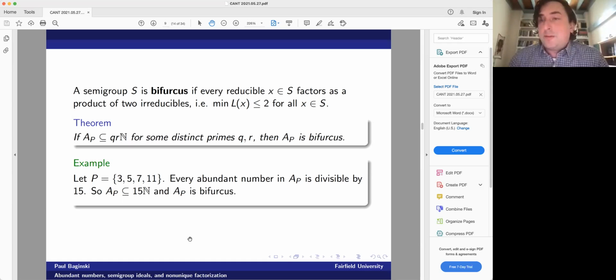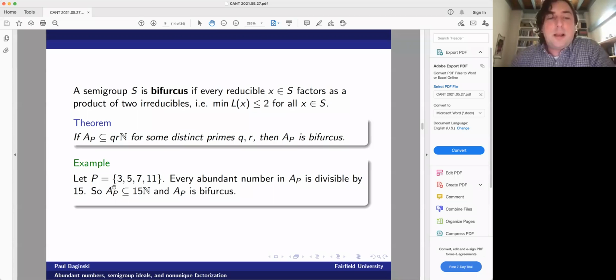This is very different from what you see in algebraic number rings and polynomial rings, in any standard examples of non-unique factorization. And it turns out that a lot of these restrictions, A sub p, end up being bifurcus. I have a theorem: if you look at one of these restrictions A sub p, and there are distinct primes q and r such that every abundant number in A sub p is divisible by q and r, so they have q and r in the prime factorization, then this restricted set of abundant numbers has to be bifurcus.